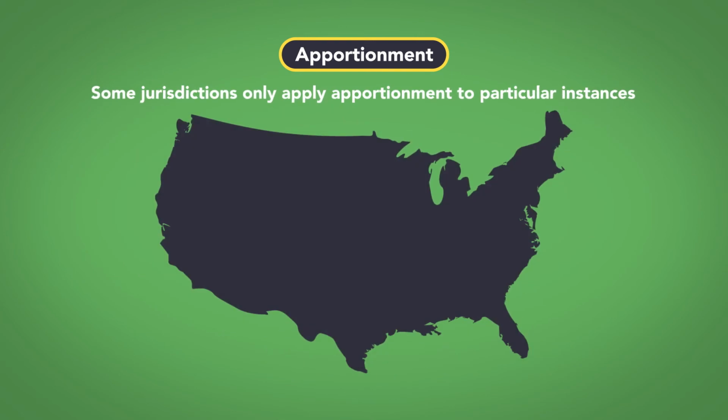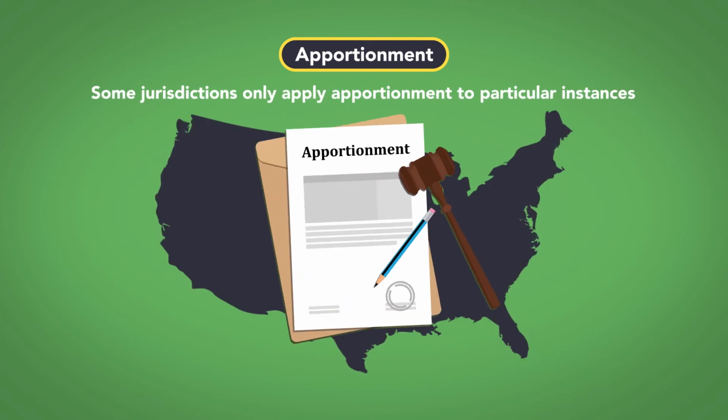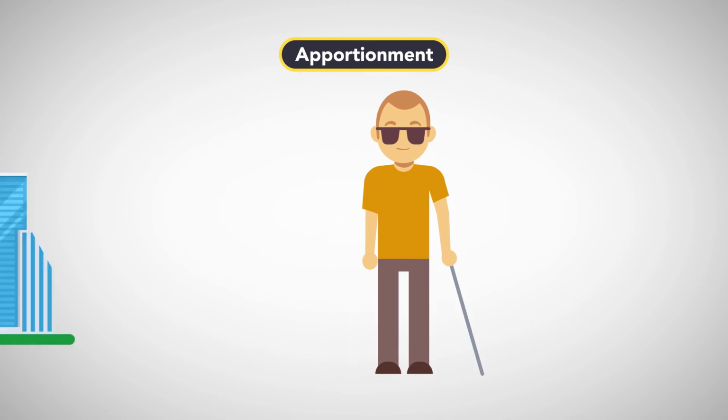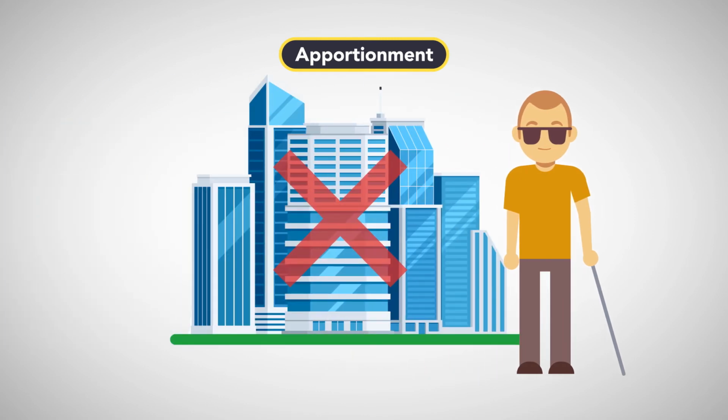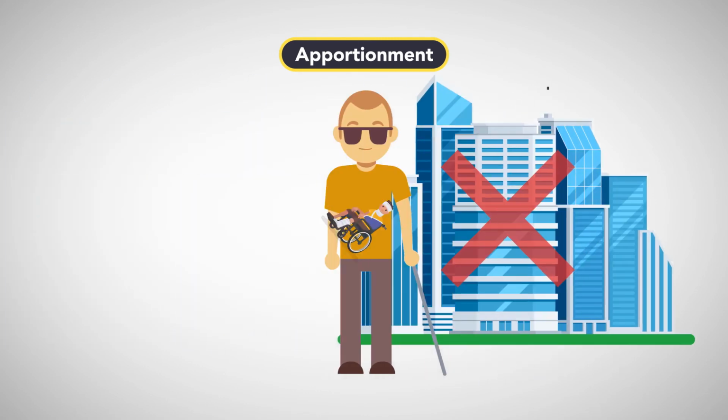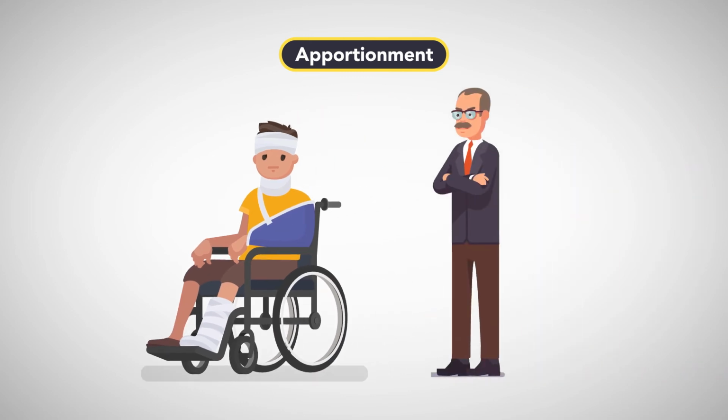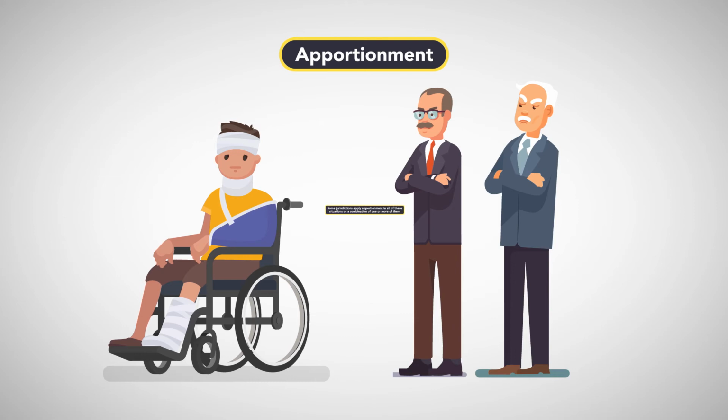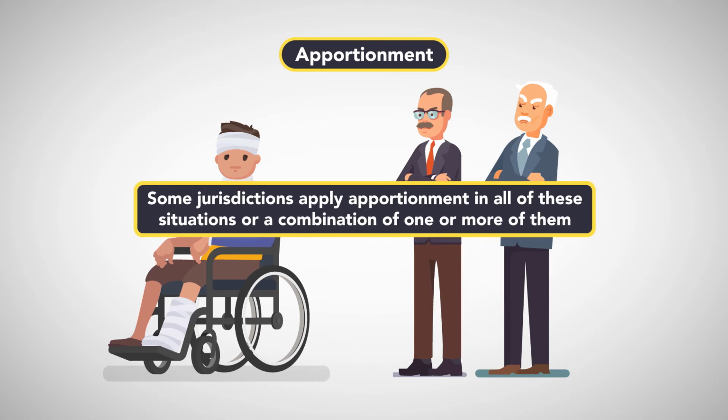Some jurisdictions only apply apportionment to particular instances. For example, some states apply apportionment to determine benefits when a pre-existing condition is not work-related, while some apply it when there were multiple injuries with the same employer or multiple injuries with different employers. Some jurisdictions apply apportionment in all of these situations or a combination of one or more of them.